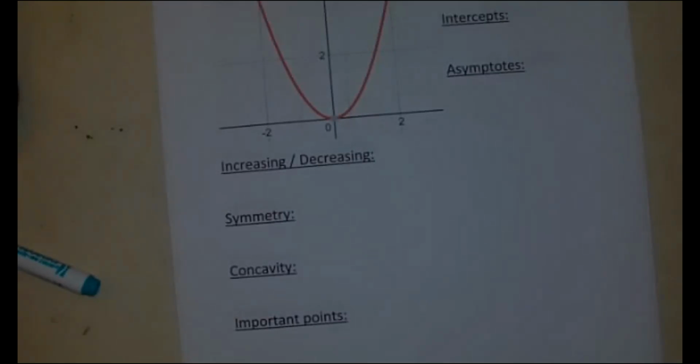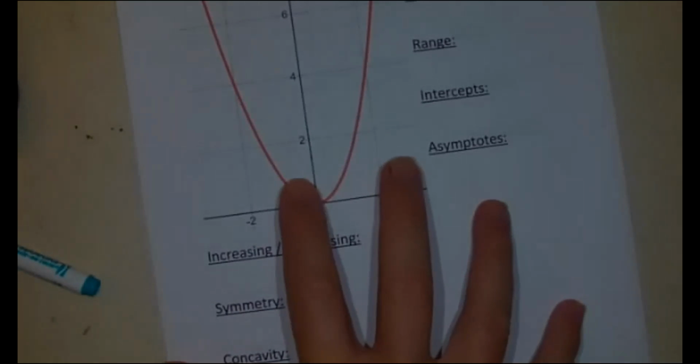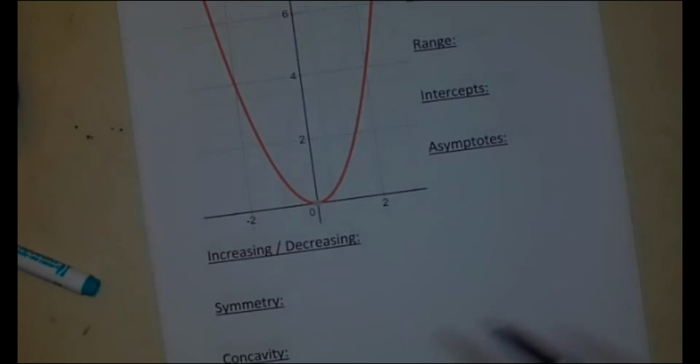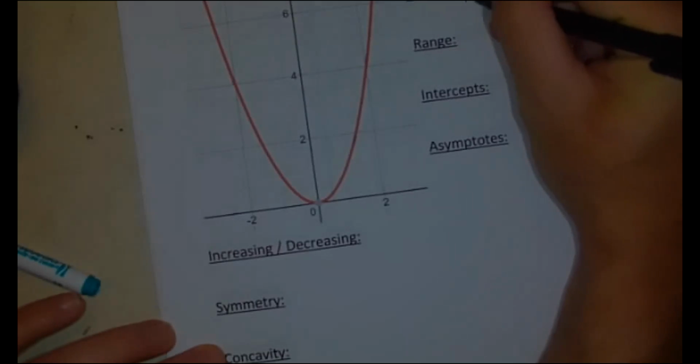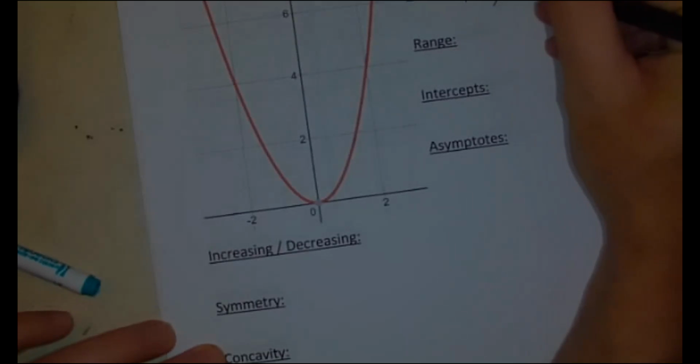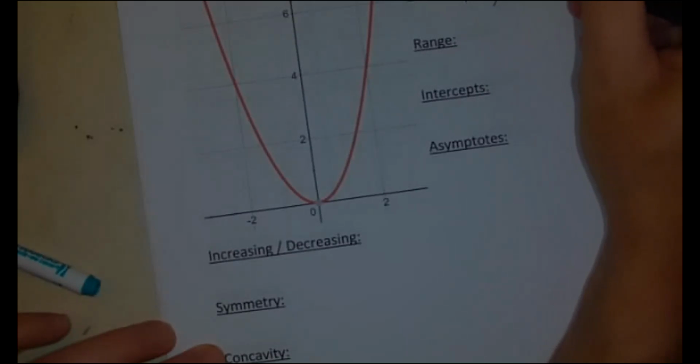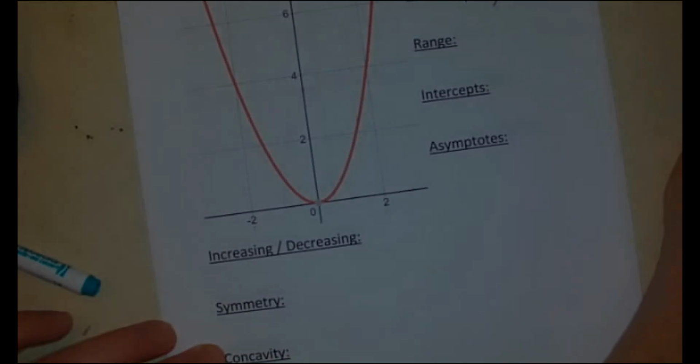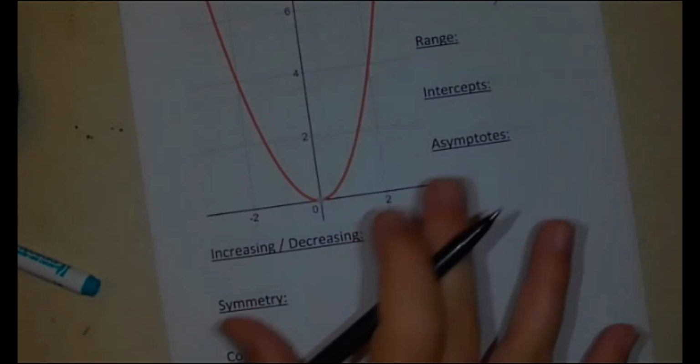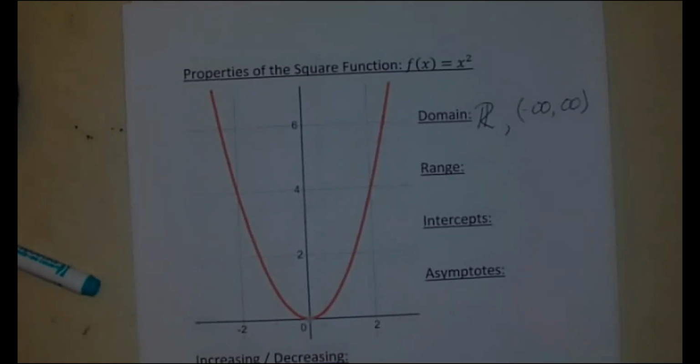Okay, moving on, we've got properties of the square function. The domain, once again, is all reals, or from negative infinity to infinity in interval notation. There is no number which I can't square, even if it's difficult to do. There is no number which can't be squared.